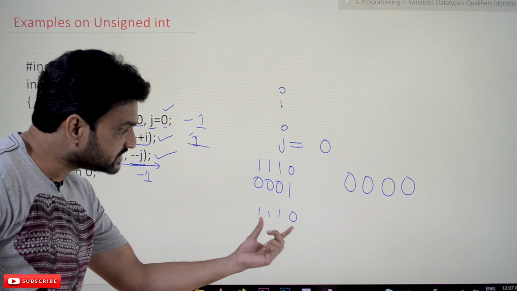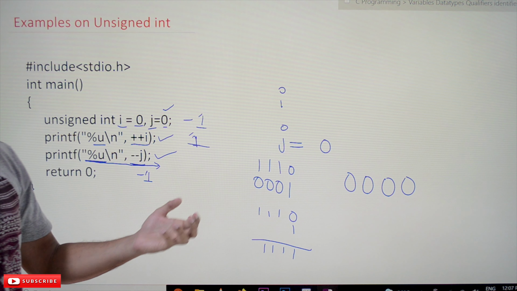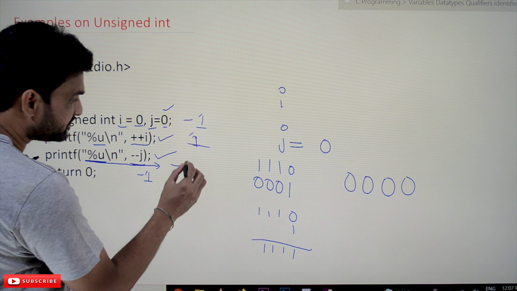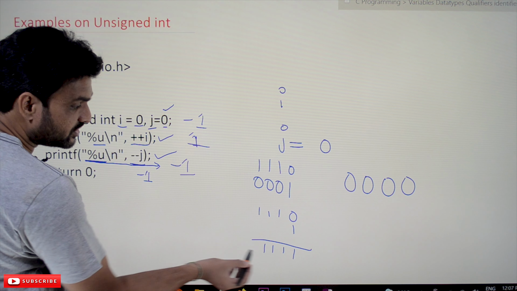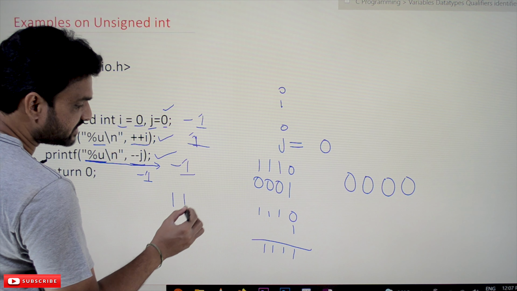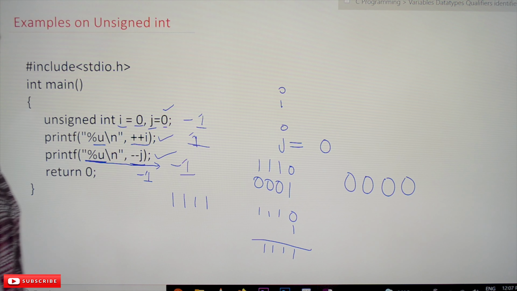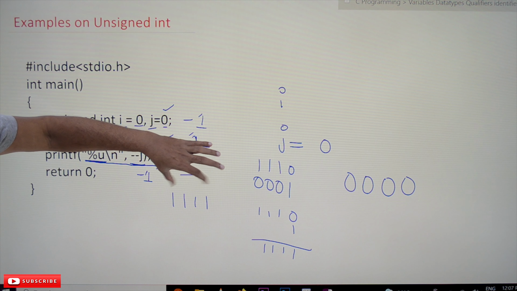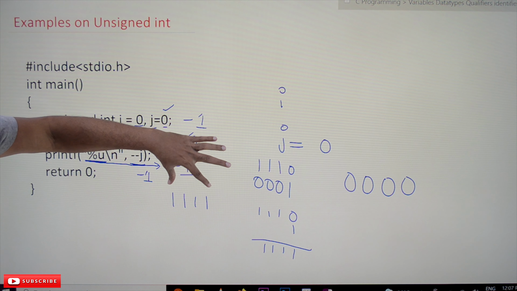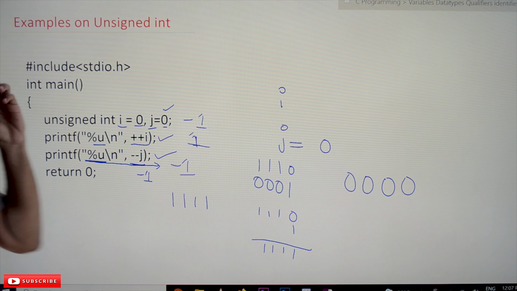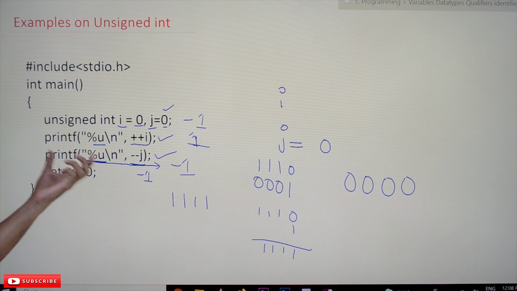So -1 represented in 4 bits is all ones. Try to get that point. This is how the computer converts negative numbers. Here the output is going to be -1, and in 4 bits it is represented as 1 1 1 1. This is the binary number which is getting interpreted by this program.